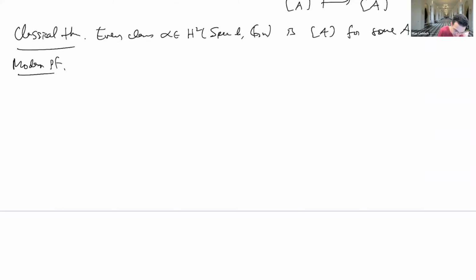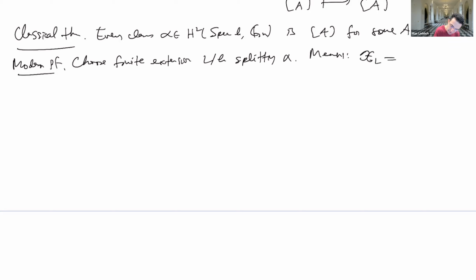So we can choose a finite field extension L over K splitting alpha. And so what this means is that if I restrict alpha to L, it's 0. So if I take the gerbe and I base change it to L, it becomes isomorphic to BGm over L.